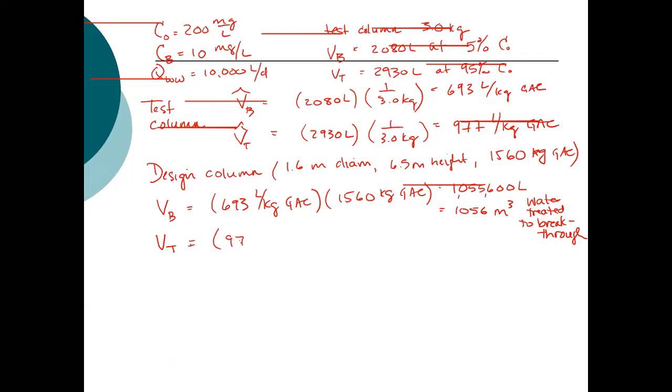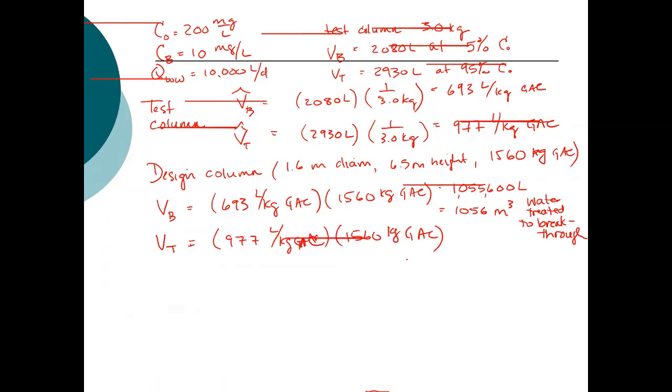V sub T is 977 liters per kilogram of GAC times the 1,560 kilograms, and that is equal to 1,523,600 liters, or 1,523.64 meters cubed. So that's the volume of water that we can treat to exhaustion.